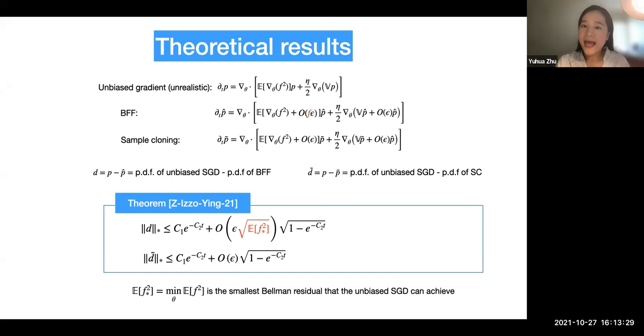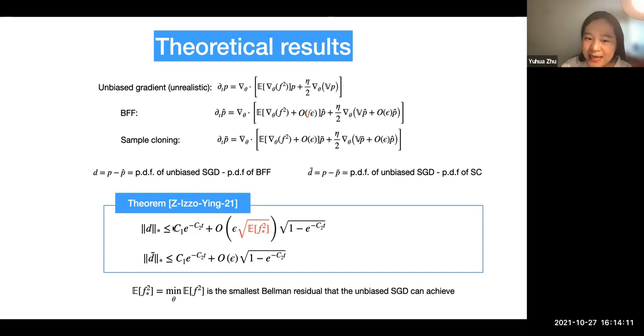And this is only the error for one step. How about the asymptotic error? That's where the Fokker-Planck equation comes in. For the Fokker-Planck equation, for the unbiased gradient, we have the drift term, which is the gradient of the objective function. And BFF is a little bit biased. The bias is order F times epsilon, and sample cloning is only order epsilon. The distance of our method to the unbiased SGD we call D, and the difference between sample cloning and unbiased SGD we call D tilde.